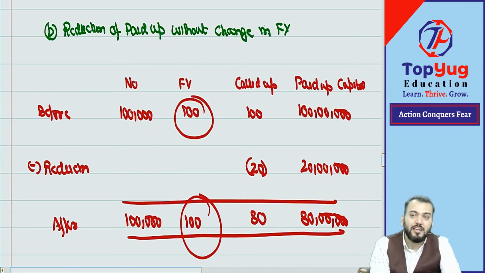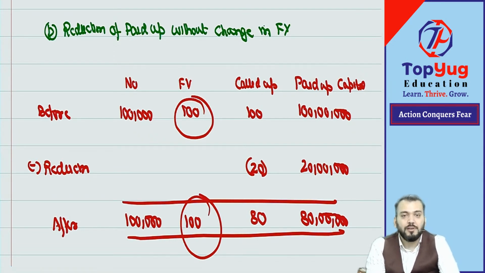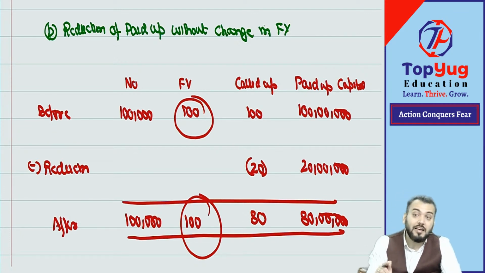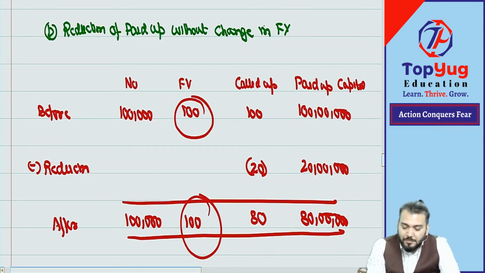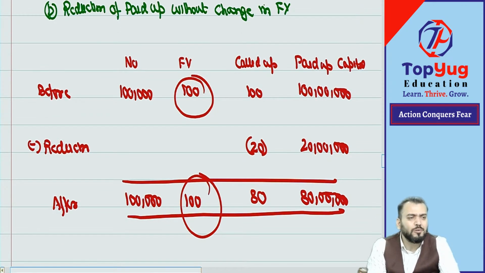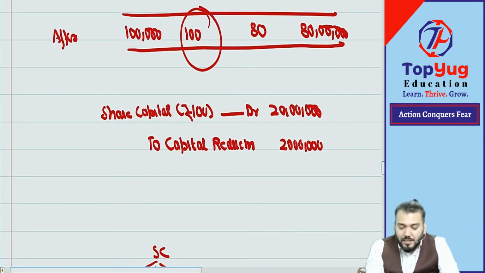Then we have done reduction of paid up capital without changing face value. So you can see the face value of the shares remains the same, but there is a reduction. Means in this case, what happened? Can I say fully called up shares become partly called up, but the class remains the same. Because the class remains the same, there is no need to pass the old to new journal entry. So what will we do? Share capital account debit to capital reduction.